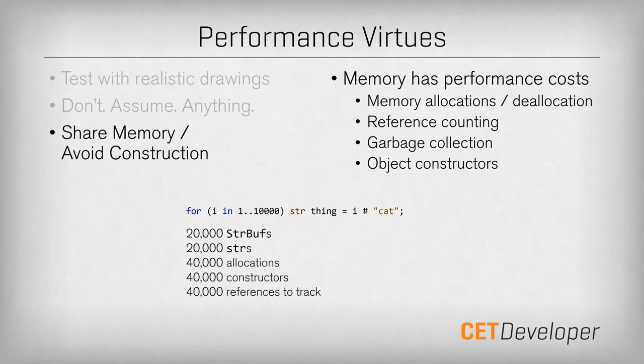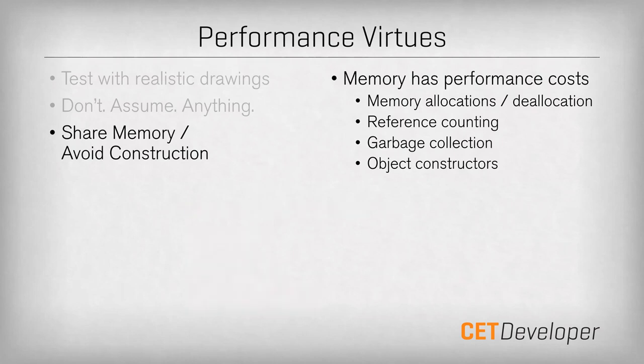Those are 40,000 allocations that need to happen, 40,000 constructors that need to be called, 40,000 references that need to be tracked, and later 40,000 objects that need to be destroyed and cleaned up. There is a ton of work happening just because of what looks like two little strings. Now, that was a sort of extreme case. It was a magnified case.